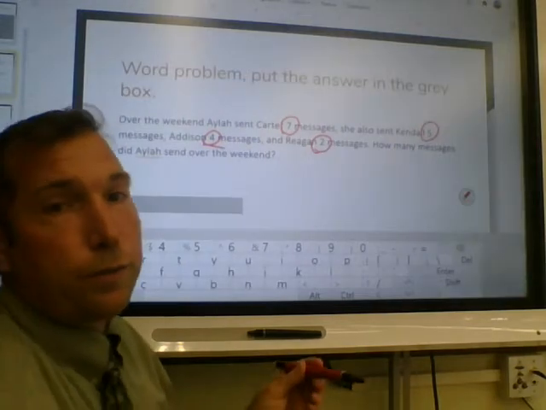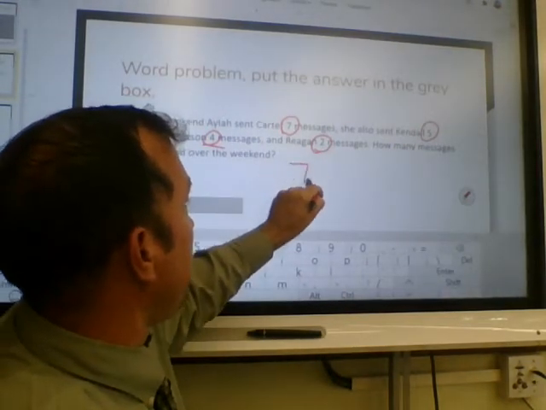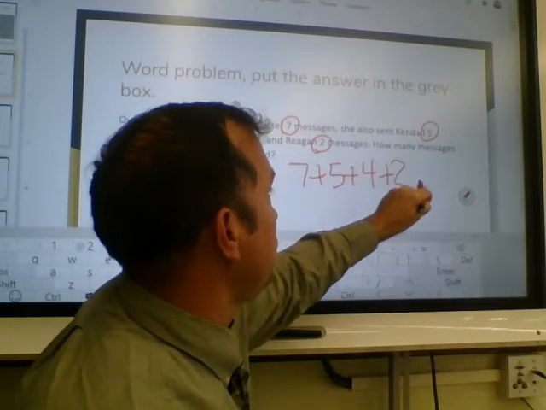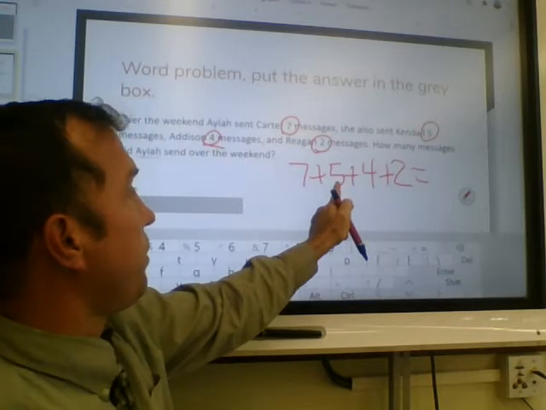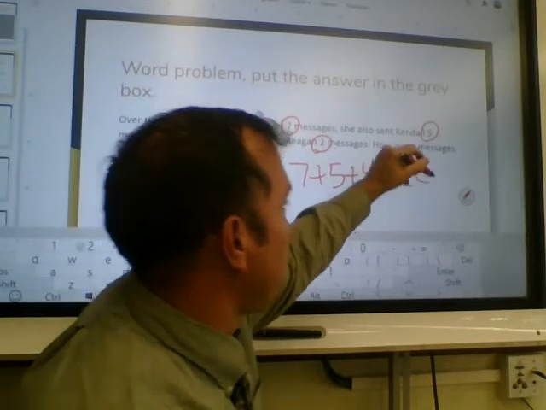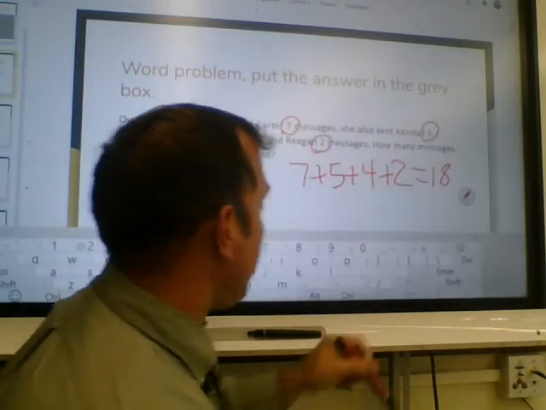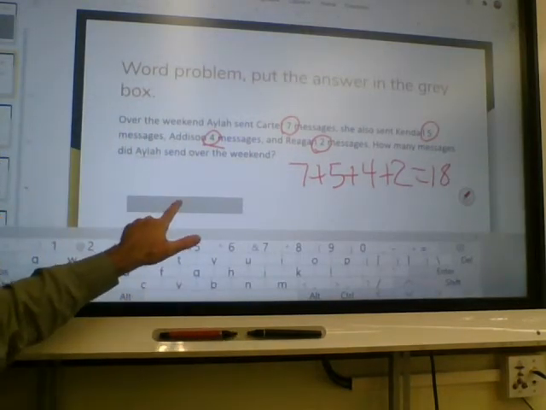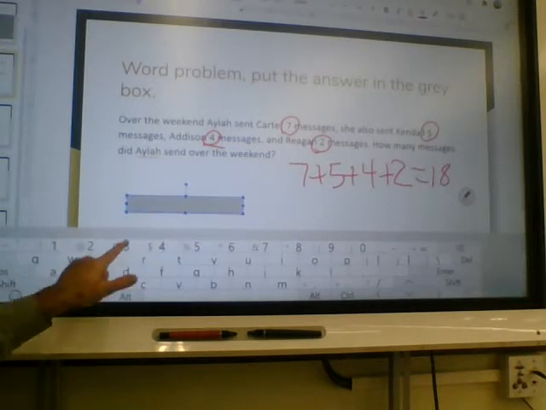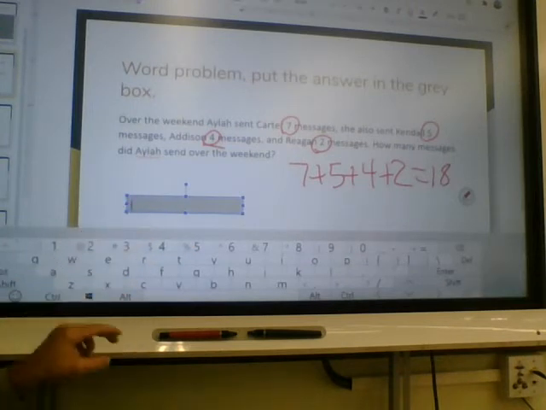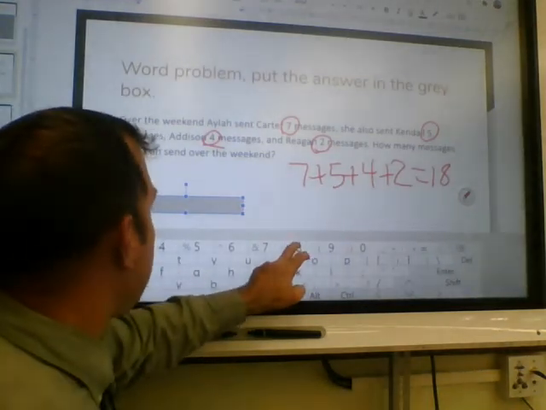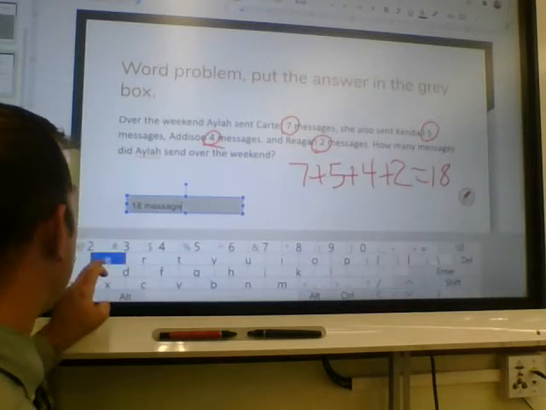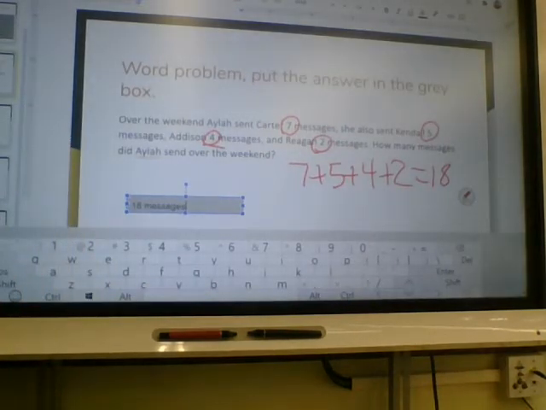And so the students were very good. They were telling me that you can do 7 plus 5 plus 4 plus 2. And we added that up. 7 and 5 is 12, plus 4 more is 16, plus 2 is 18. So you're going to do that scrap paper workout. And then again, you're going to click on the gray box with your mouse. You get this blue outline. You sometimes have to click it again to get that little black one. And then my answer is 18 messages. Again, and then that part would be done.